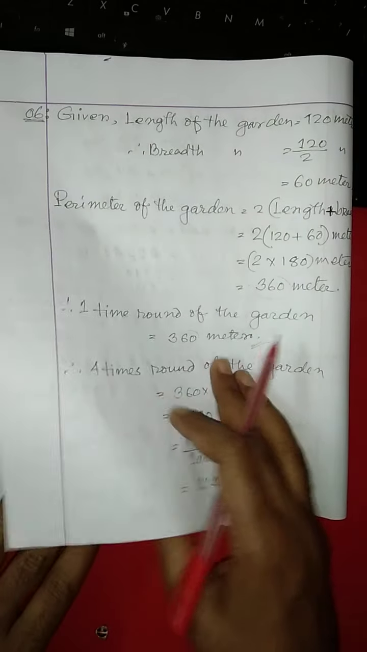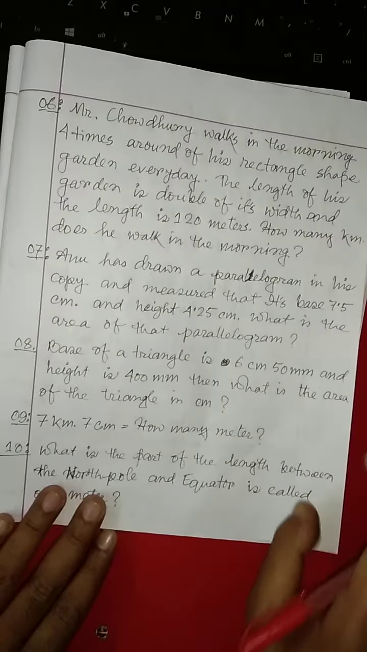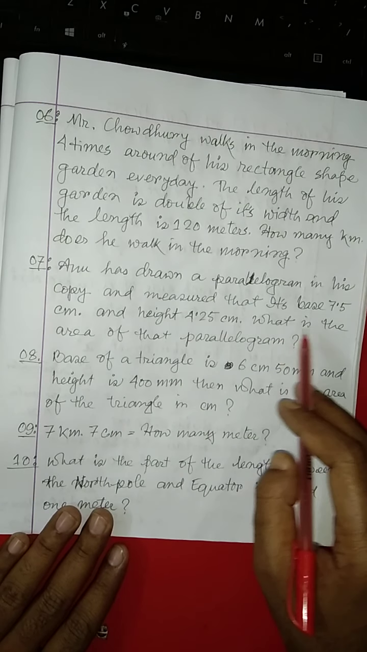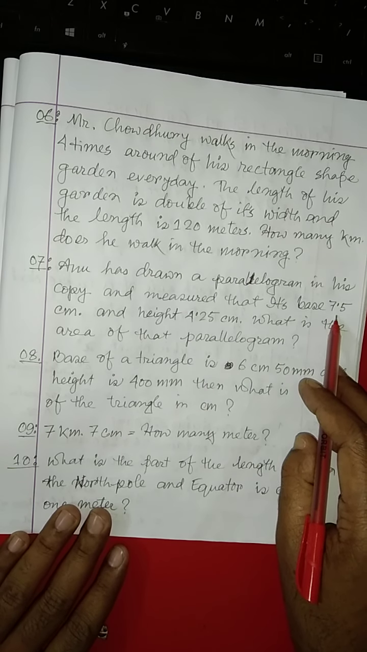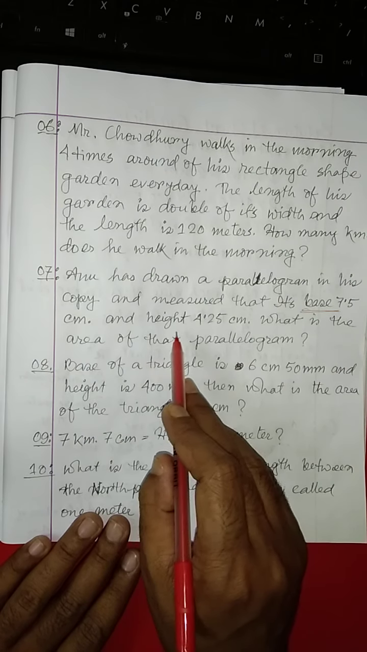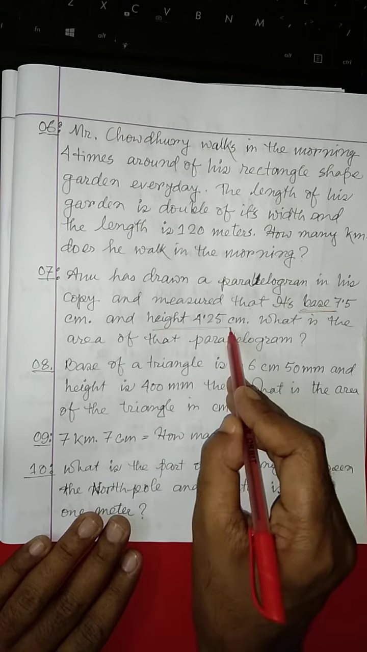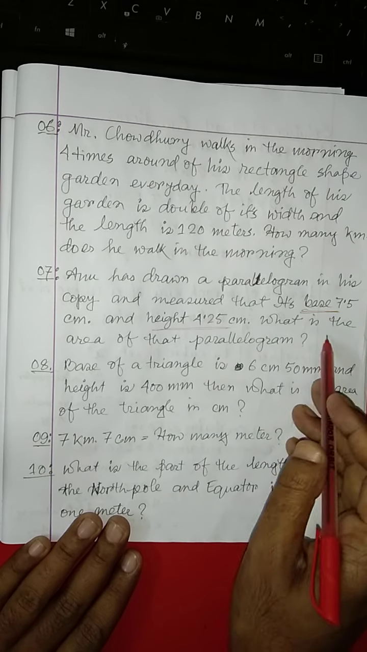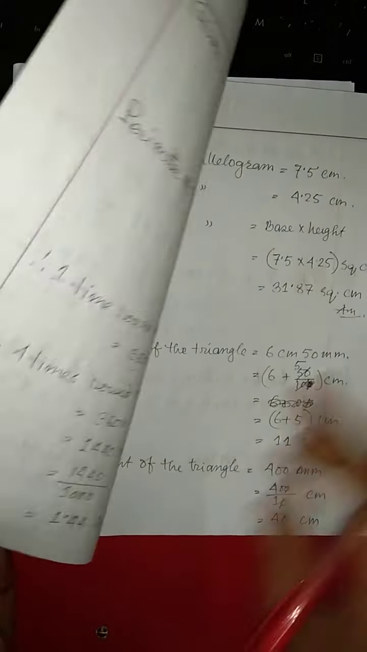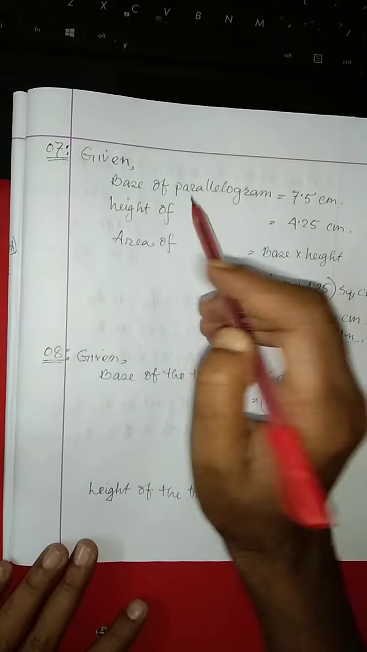Number 7. Anu has drawn a parallelogram in his copy and measured that its base is 7.5 and height is 4.25 centimeters. So what is the area of the parallelogram? So we have to identify the parallelogram area. Now we can get there.